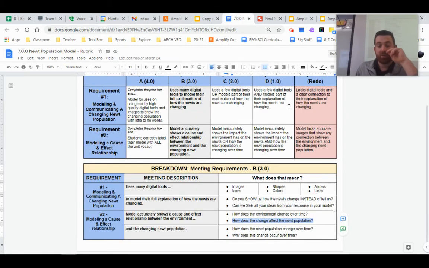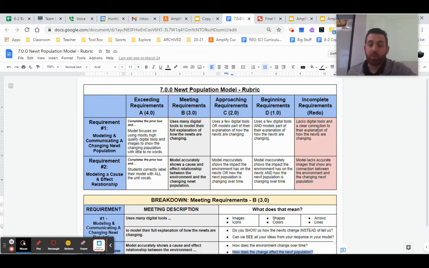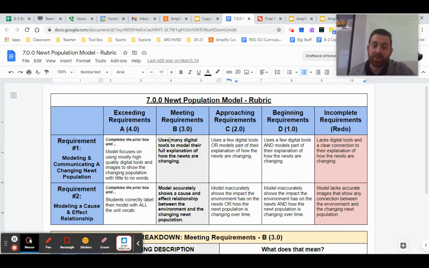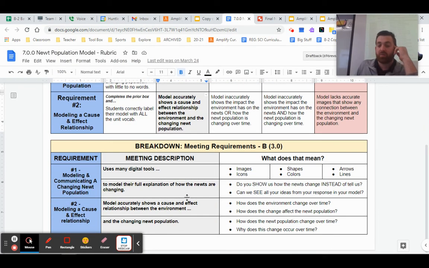So let's take a look at our rubric. Our rubric here focuses on the following. Number one, we should be using many digital tools to model your full explanation of how the newts are changing. We also need your model to accurately show a cause and effect relationship between the environment and the changing newt population. So, these are the two things I'm going to be looking for. And if you're asking yourself, well, what does that mean?